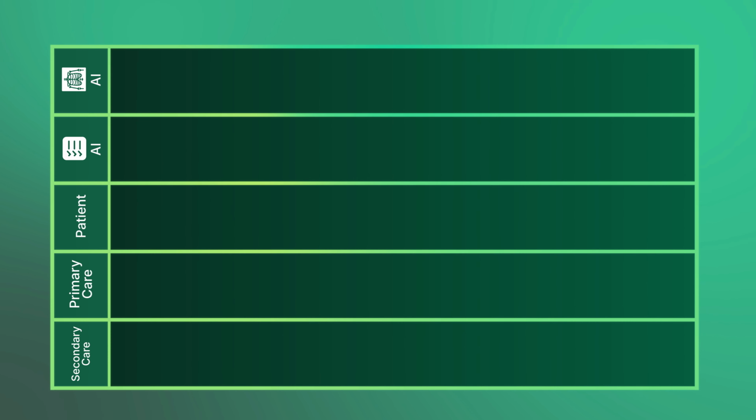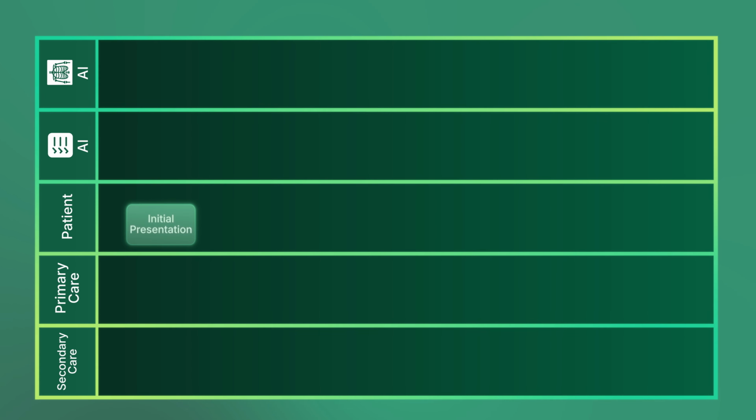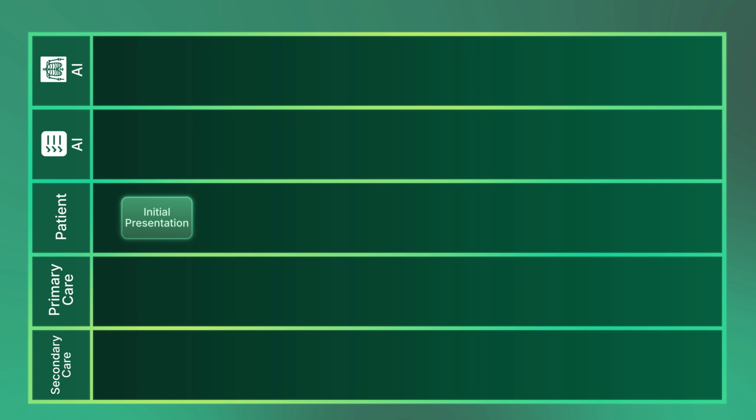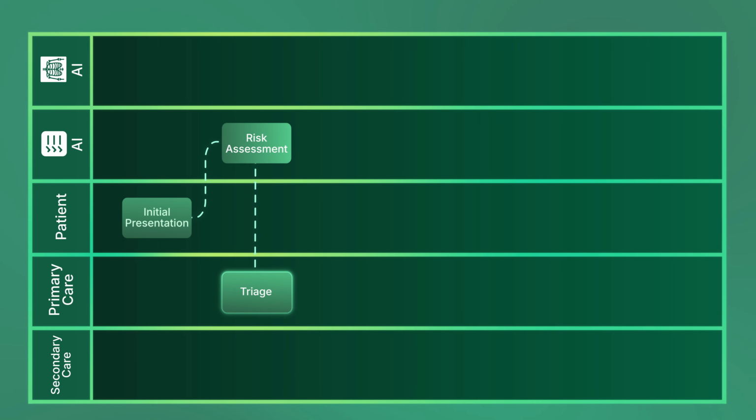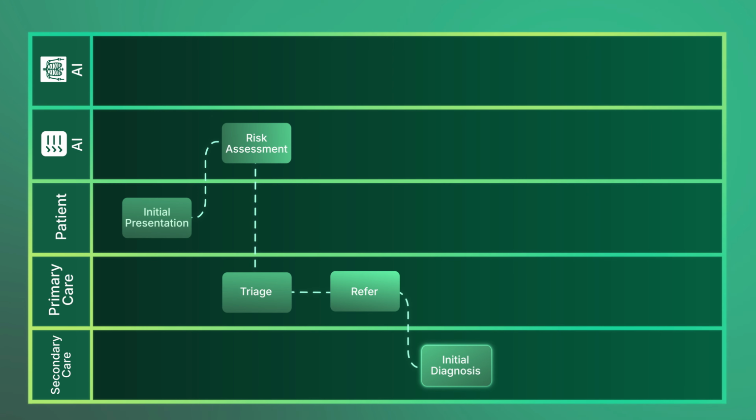Now you're ready to draw the journey across the swim lanes, starting from the patient's initial presentation, moving through each setting of care, and marking where AI comes into play. For example, a patient might present to primary care for initial assessment. The primary care physician uses an AI application for risk assessment, which informs a triage decision. The patient is referred to secondary care with an appropriate flag.